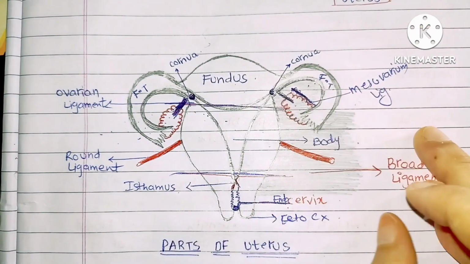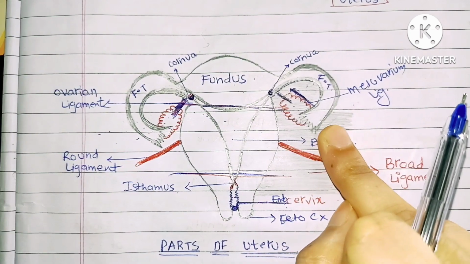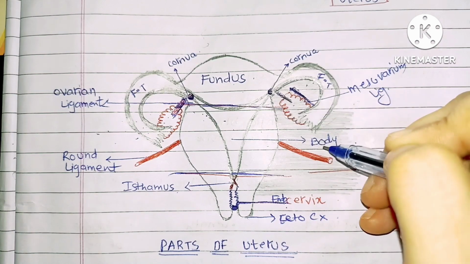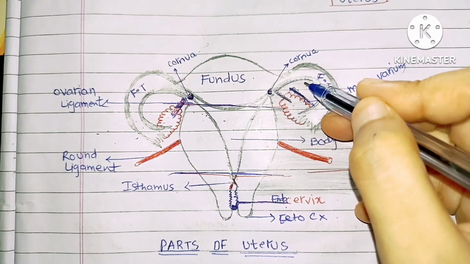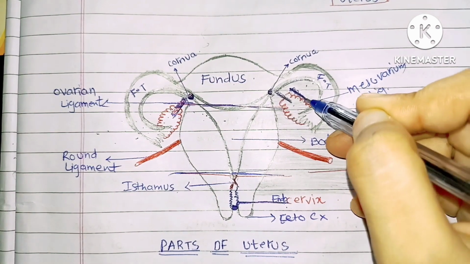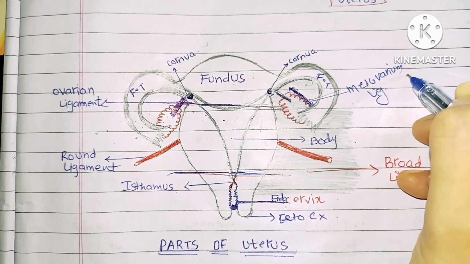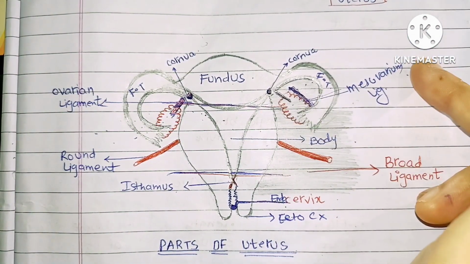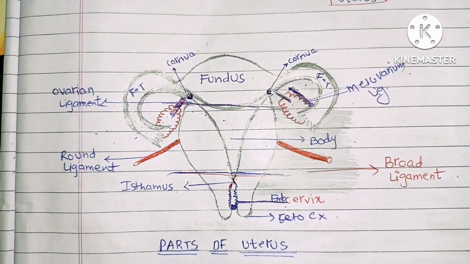And the third one, it attaches to the posterior wall of the broad ligament with the help of the mesovarium. So this is the ovary, and it attaches to the posterior wall. This is the broad ligament. This is the ligament called mesovarium, the ligament which is surrounding the ovaries. So this is the mesovarium ligament through which it attaches to the posterior wall of the broad ligament.